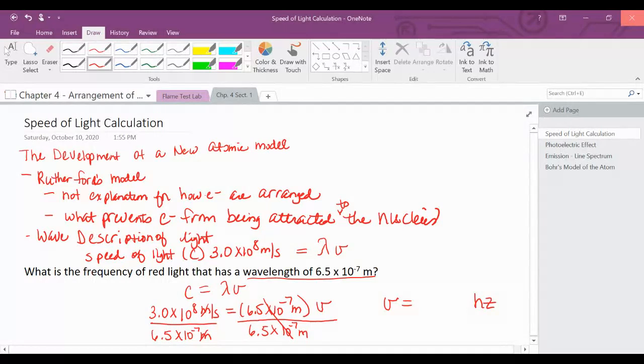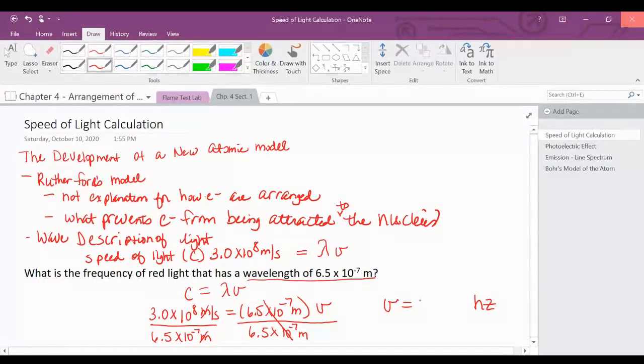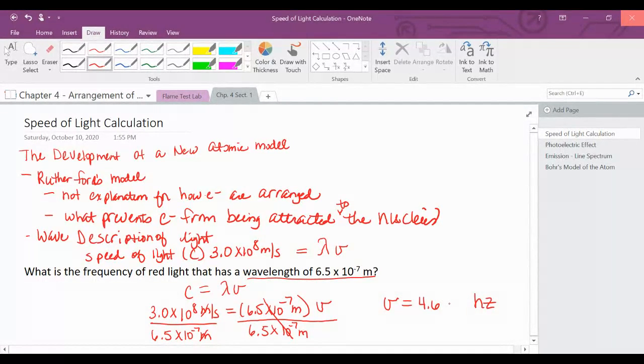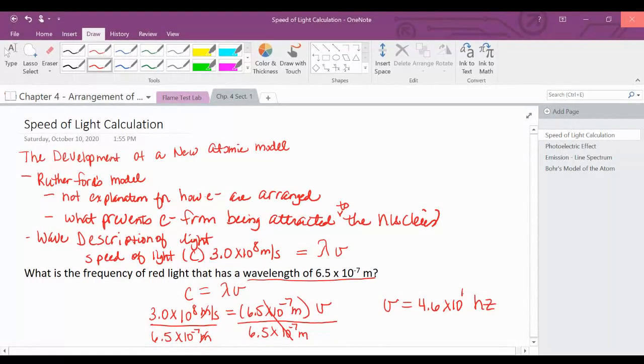All right, so I'm going to take my speed of light and divide that by my wavelength. Both of these numbers have two significant figures, so my answer should have two sig figs. I'm going to get 4.6 times 10 to the 14th hertz as my final answer.